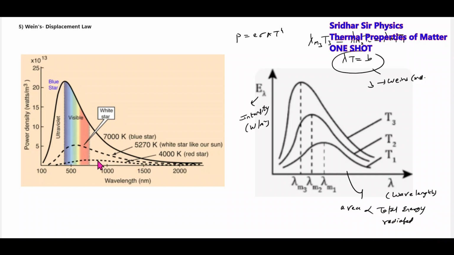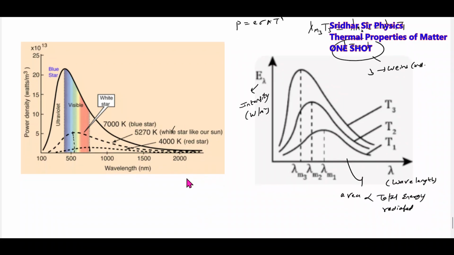For the red star, the wavelength for which intensity is maximum will be more. And for the blue star, the wavelength of the red star is somewhere here like this, and the blue star will get like this. Then who is having more temperature? The blue star will have more temperature than the red star. And that is the basic idea about Wien's displacement law.